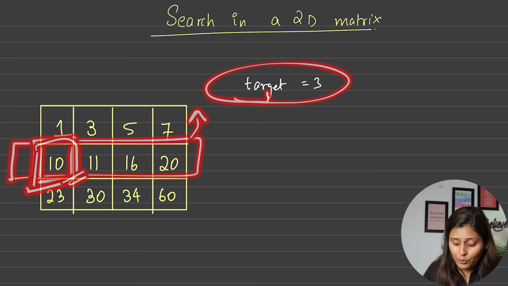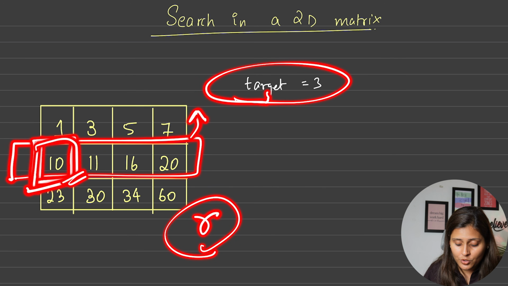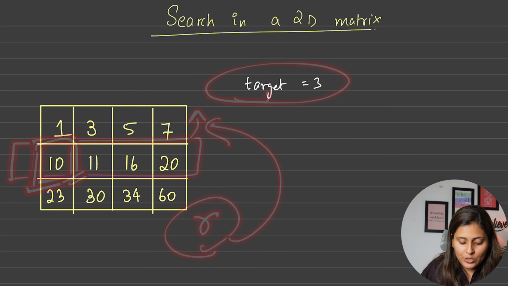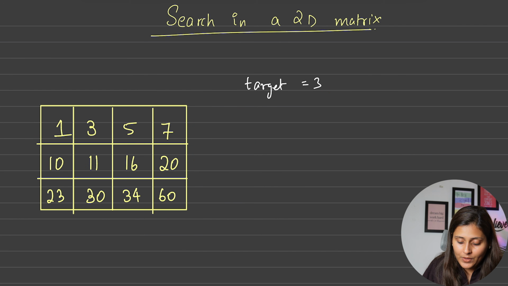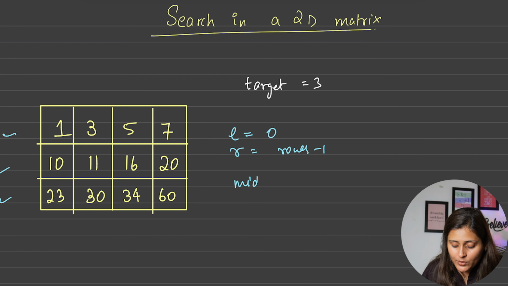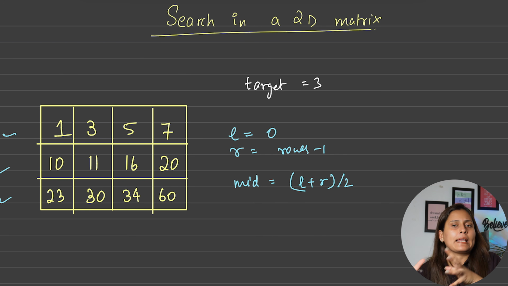Correct? So can I put my right pointer from here to mid minus 1? Yes. So basically what I am saying is, start your left pointer from 0 and right pointer from what? Length of rows, suppose rows minus 1. Okay, now we want to calculate the mid. So mid we can definitely calculate with left plus right divided by 2, or else left plus right minus left by 2, depending on the constraints. Okay, so we will calculate the mid index.